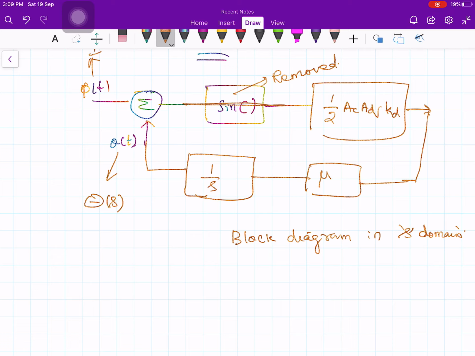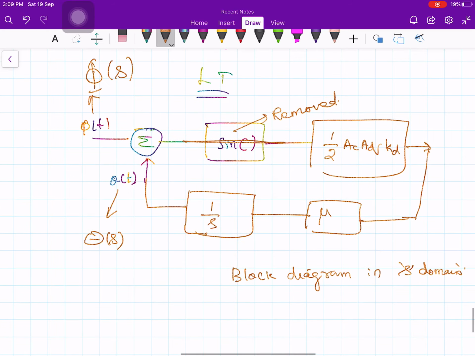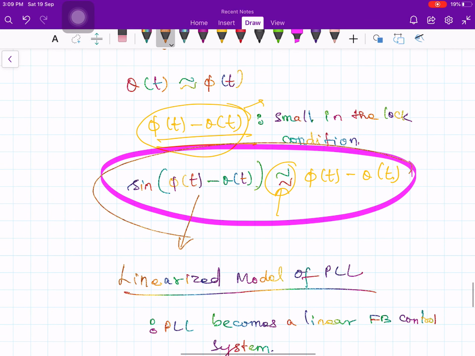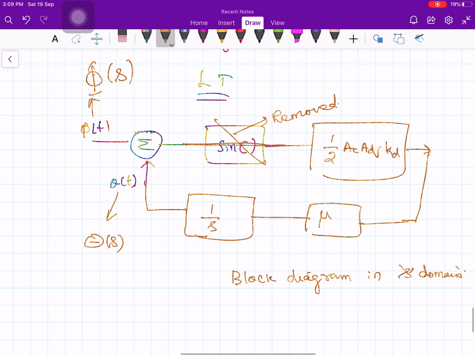Okay, so I can only deal with linear systems using Fourier transforms and Laplace transforms. So that is a convenient thing to do. So this sine is removed. The sinusoidal block goes because of this approximation. That means directly I can connect to this guy. Straight away I can connect like that.